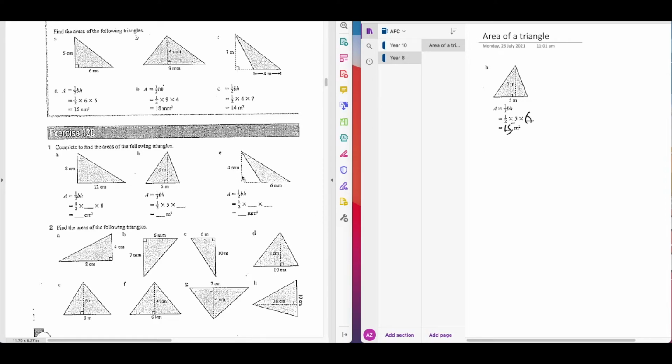Now to do question C, remember the base is equal to 6 because 6 is a side of the triangle, and the height is the side that forms a 90-degree angle with the base. So in this case, the height will be 4. So the answer is half times 6 times 4, which should give you 12 square millimeters. If this is still not clear, I'll go through some more examples. So let's just go through question 2F.